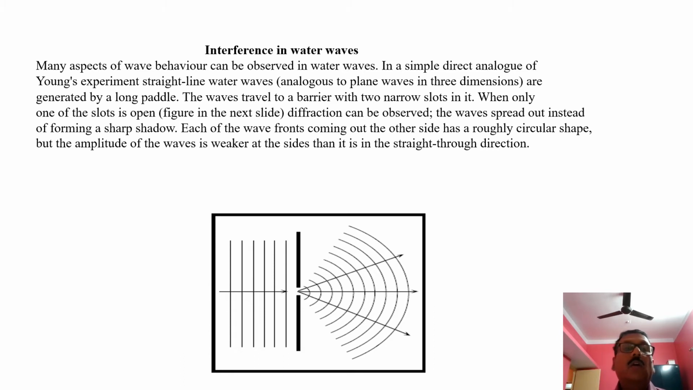In a simple direct analog of Young's experiment, straight line water waves, analogous to plane waves in 3 dimensions, are generated by a long paddle. The waves travel to a barrier with 2 narrow slots in it. When only one slot is open, diffraction can be observed. The waves are spread out instead of forming a sharp shadow. Each of the wavefronts coming out of the other side has a roughly circular shape, but the amplitude of the wave is weaker at the side than it is in the straight through direction.